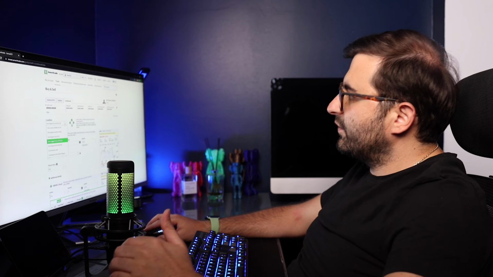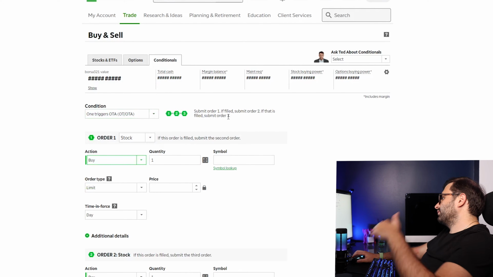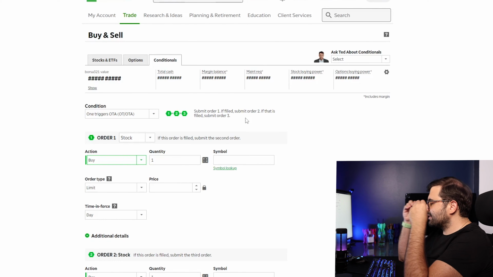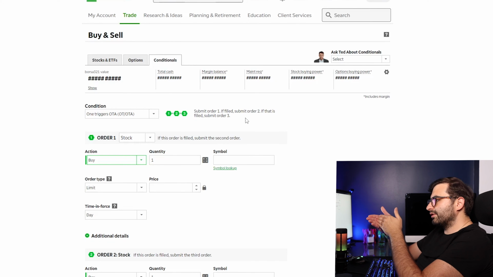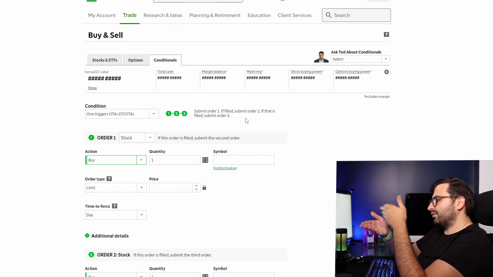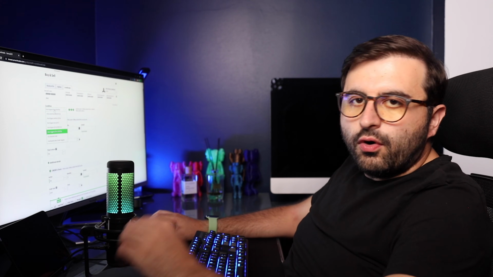One triggers OTA. We have also learned this. You can see the scheme here. You will submit your first order. If it got filled, it will submit the second order, and if that is also filled, we will submit order 3. So the first one gets filled and then the second order goes in. If the second order got filled, we will send our third order to the market. It goes step by step. If this is filled, we will send that order automatically. So this is how it is. Very easy again.